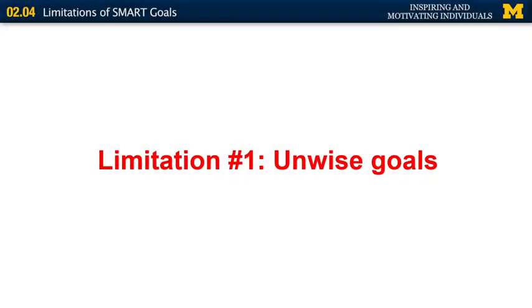Now, the first limitation of the SMART goal framework is that it's a very tactical framework. It helps you set very specific, very measurable, very crisply defined goals, but it gives you very little insight as to what extent these goals are linked with the strategy or the vision of your team or the organization. And as a result, it can lead you to set dangerously unwise goals. So let me give you an example.